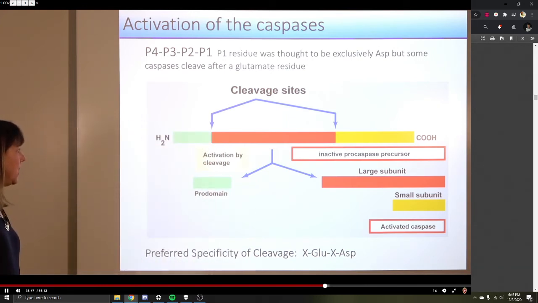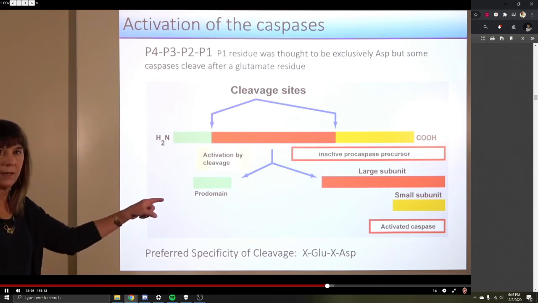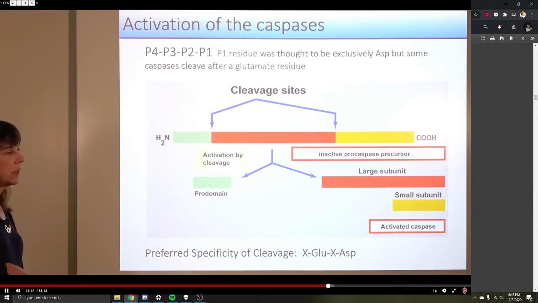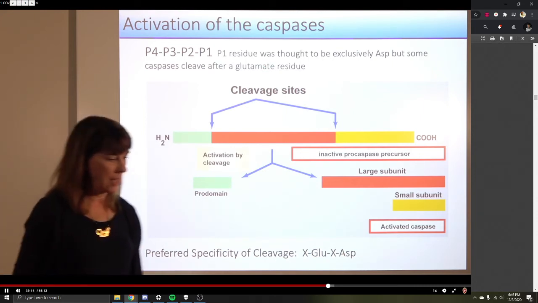But the important point is, you start off with this precursor here, which is inactive. There's a cleavage right there. And then this inactive procaspase precursor gets clipped into a large subunit and a small subunit. So there are two cleavage sites. And the preferred specificity of cleavage is some residue, a glutamate, some residue, and then the aspartate. Caspases, aspartate. Now, for the longest time, people thought it had to be an aspartate in the P1 position, but we now know you can have a glutamate in that position as well.